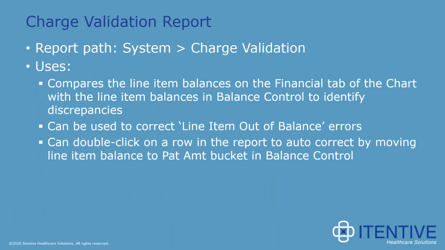So the first system report that we're going to look at is our charge validation report. So one of the common reasons this charge validation report needs to be run is to correct a line item out of balance error. So if your user is starting to see this error, this report can quickly locate that line item that's causing issues by comparing that financial tab on the chart to balance control. Once the issue is identified, this report can even be used to automatically correct the error. And it does that by moving the line item balance to the patient amount bucket in balance control directly from the report.